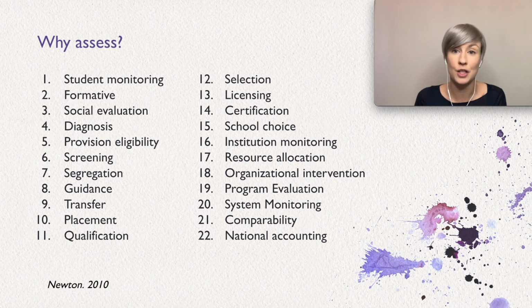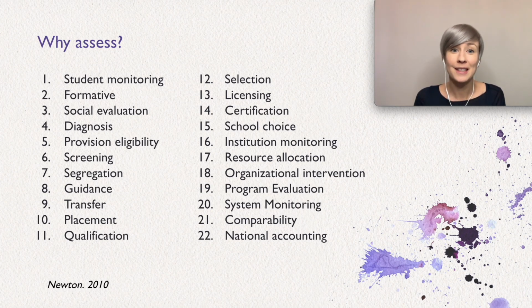relation to expectations or targets, and potentially to allocate rewards or sanctions. That is institution monitoring. Then we have 17. To identify institutional needs and consequently to allocate resources to them. That is resource allocation. 18. To identify institutional failure and consequently to justify intervention. That is organizational intervention.